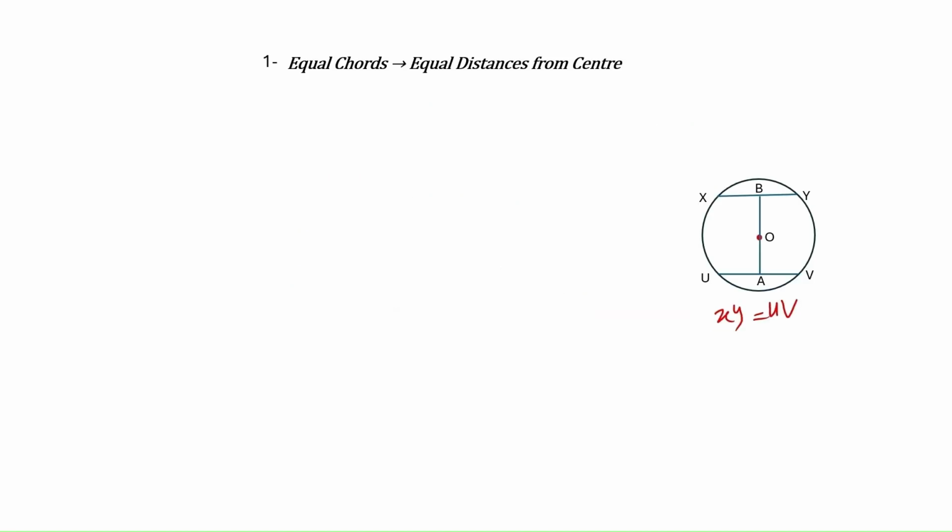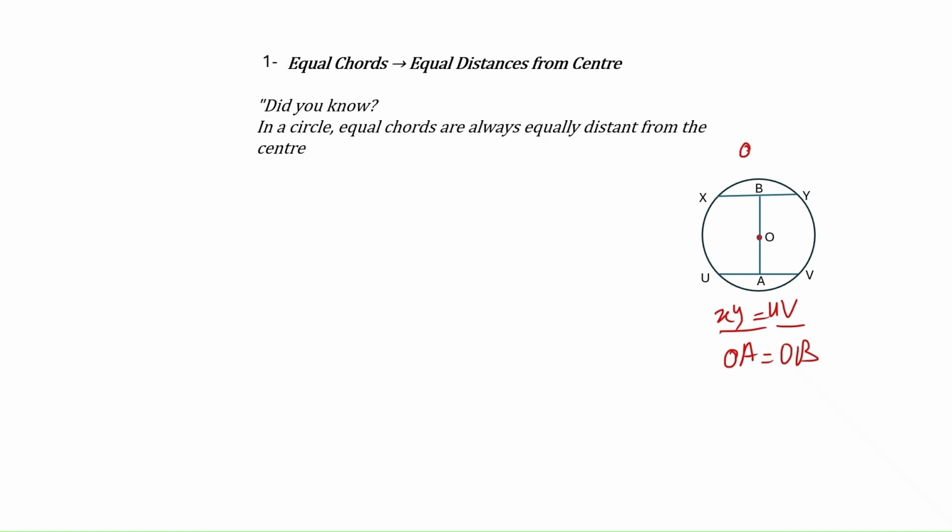If XY is equal to UV, then the distance from the center, OA, will be equal to OB. If these two chords are equal, then the distances from the center, OA and OB, are equal. This is the first theorem. Did you know in a circle equal chords are always at equal distance from the center?